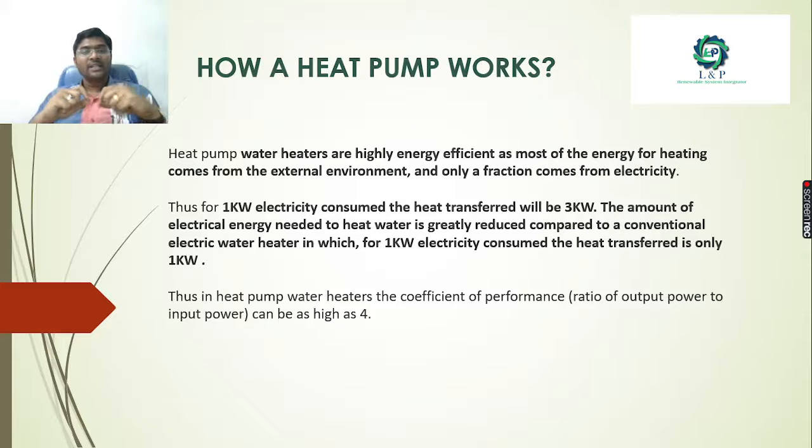Because in normal heaters, if they use 1 kilowatt of power, we can convert only that 1 kilowatt of electricity into heat energy. But in the case of a heat pump, 1 kilowatt of electricity is transferred to 3 kilowatts of heat energy. See here, a 1:3 ratio. It means the coefficient of performance, the ratio of output to input power, is higher in the heat pump. So that is the best advantage of this heat pump.